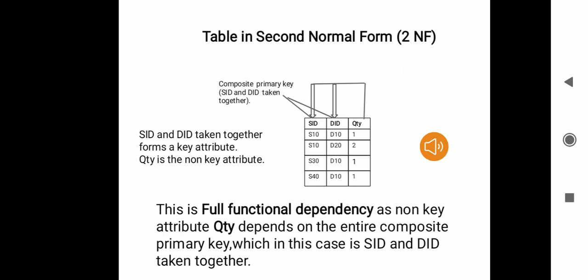Now look at this table. In this table also, the SID and DID combined together form the composite primary key. But the non-key attribute QTY functionally depends on the entire composite primary key, as shown by two arrows, which is both SID and DID taken together. So it has full functional dependency, and the table is in second normal form.